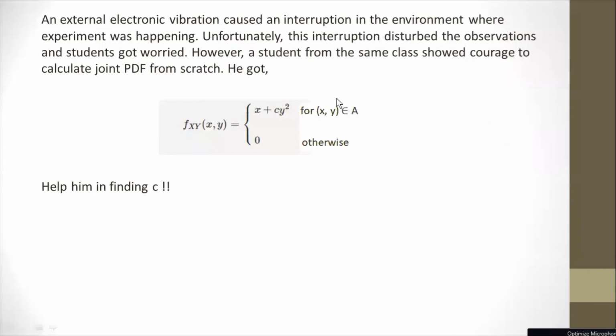So now comes the last part of our question, which says that an external electronic vibration caused an interruption in the environment where the experiment was happening. Unfortunately, this interruption disturbed the observations and students got worried. However, a student from the same class showed courage to calculate the joint PDF from scratch. He got x plus c y squared for x and y belonging to A as his new PDF and 0 otherwise. We are asked to help him in finding c.